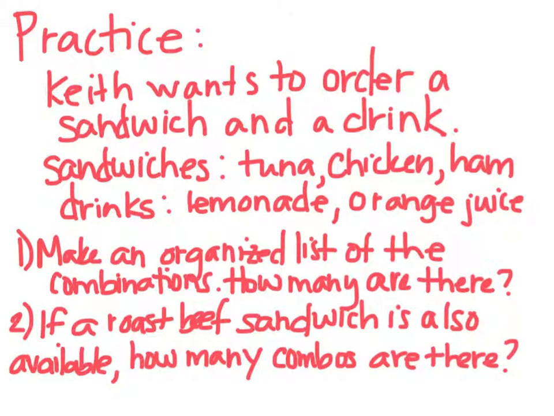Try this one on your own. Keith wants to order a sandwich and a drink. His sandwich choices are tuna, chicken, and ham, and his drink choices are lemonade and orange juice. Make an organized list of the combinations. How many different combinations could Keith make? Next, if there's a roast beef sandwich available, how many combos could Keith make now? Press pause while you work. We have more to learn after this.